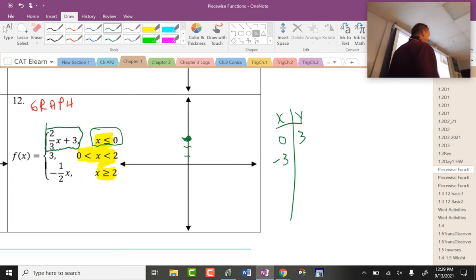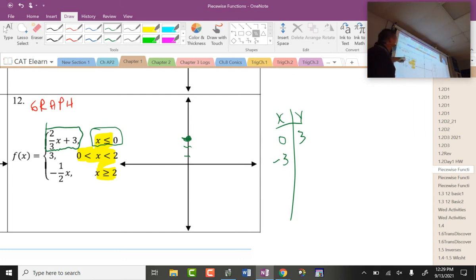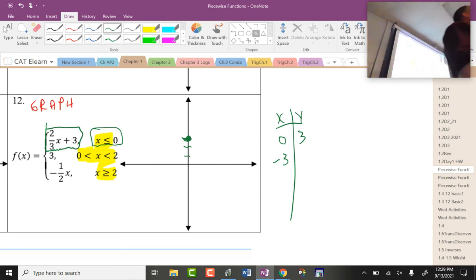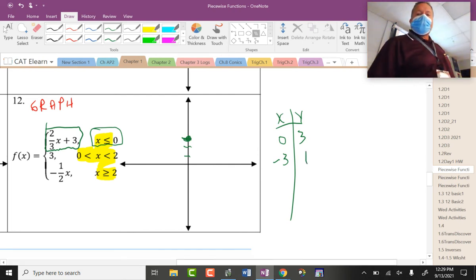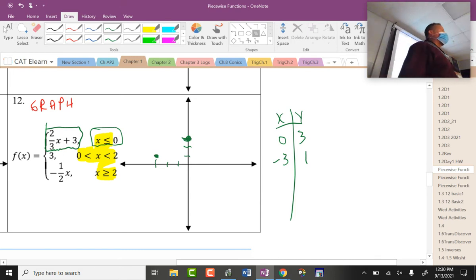Okay, let's see, what's -3 times 2/3? Do you know what that is then? The 3's cancel, and then you're left with what? -2. What's -2 plus 3? 1. 2 points make a line, or go back and think about your slope. -3, 1. Does that fit the slope correctly? Rise 2, run 3, and it does.